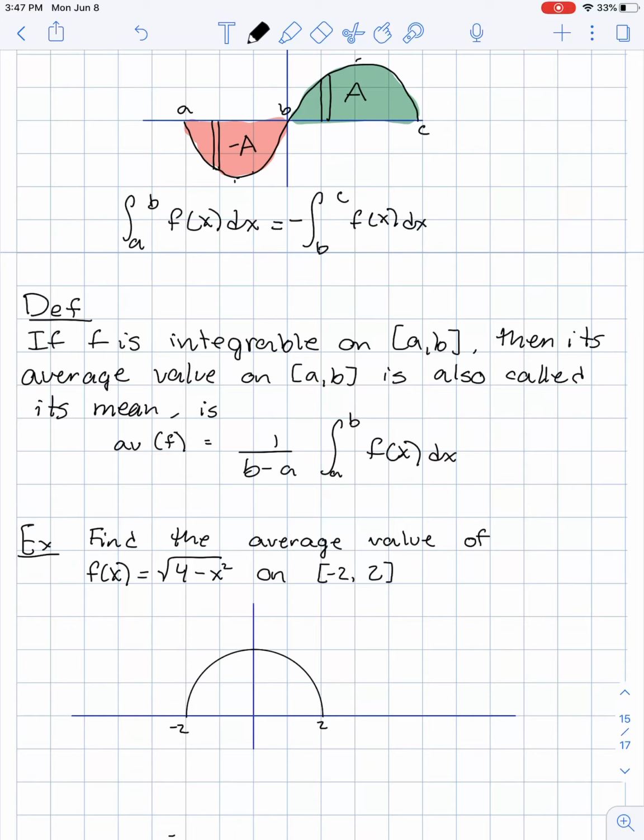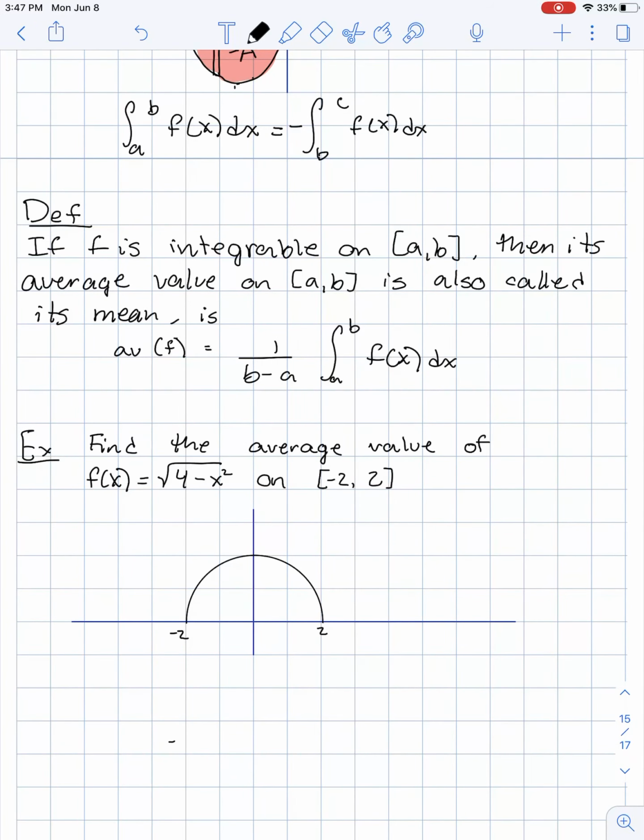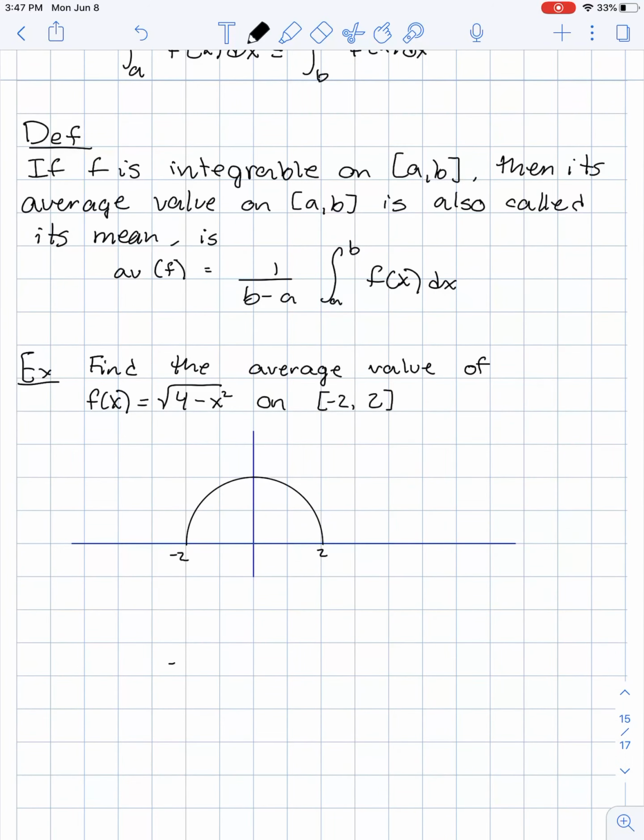We have another definition, and this is the last thing we're going to do for this section. Quick section, but the next three are going to be pretty beefy. We can define the average value of a function using the integral. If f is integrable on ab, then its average value on ab, also called its mean, we can write as the average of f, and that's going to equal 1 over b minus a times the integral from a to b of f of x dx. So we're just going to multiply the area divided by the length of the interval, which is b minus a. Let's do an example of this real fast.